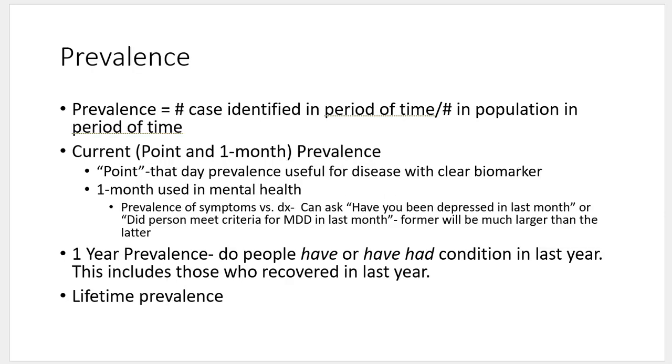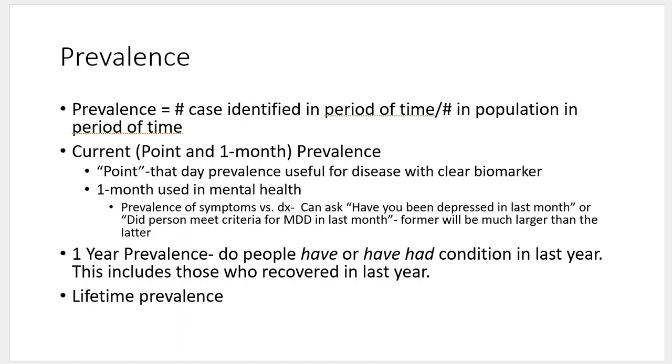Let's begin with prevalence. Prevalence is the number of cases identified in a period of time divided by the number in the population over that period of time. It's generally divided into current, 1 year, and lifetime prevalence. Point prevalence is the number of people who have a case on a given day. That's usually best used if the disease has a clear biomarker. 1 month is more typically used in mental health.